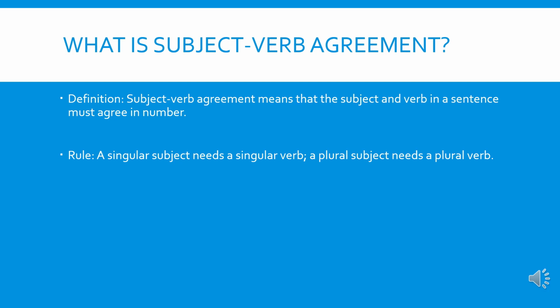Subject-verb agreement simply means that the subject and verb in a sentence must match or agree in number. If the subject is singular, the verb should be singular. And if the subject is plural, the verb should be plural. This rule is essential for clear communication.